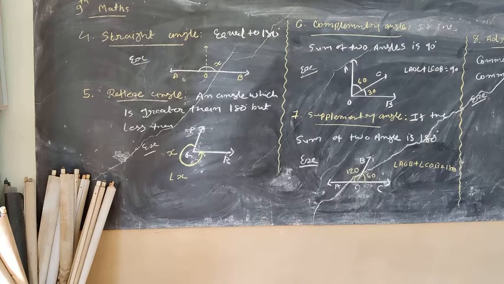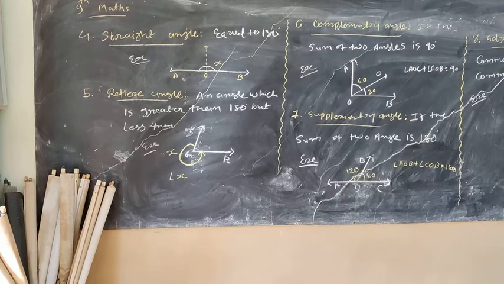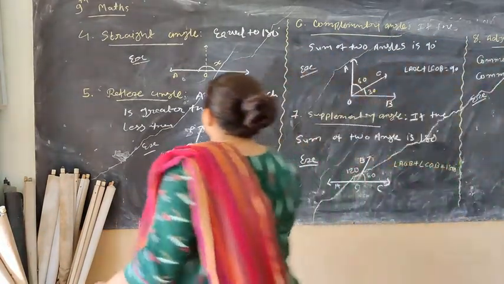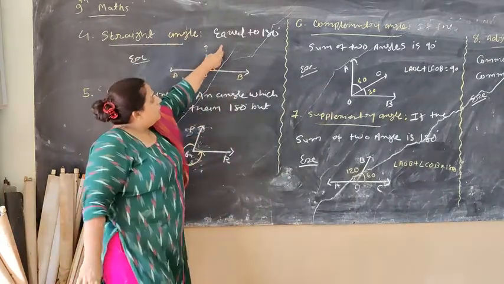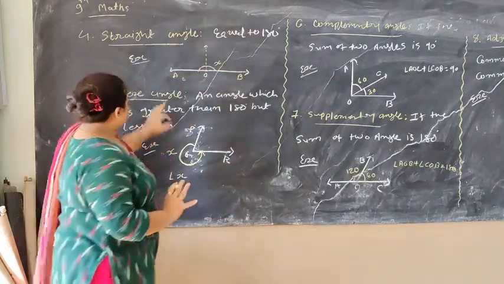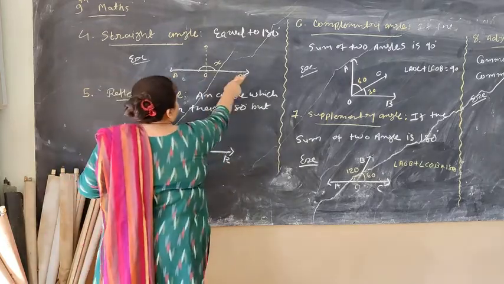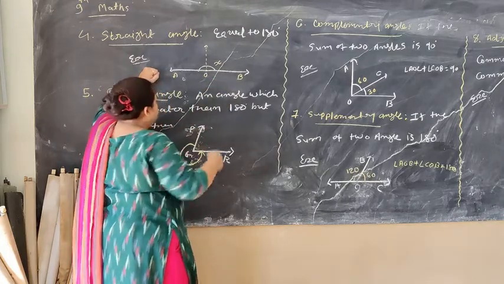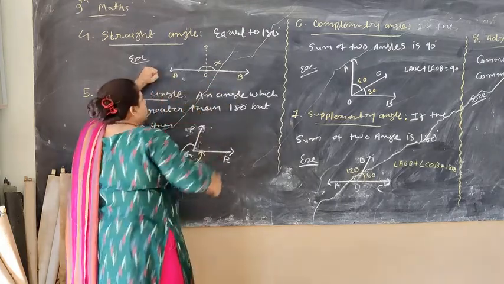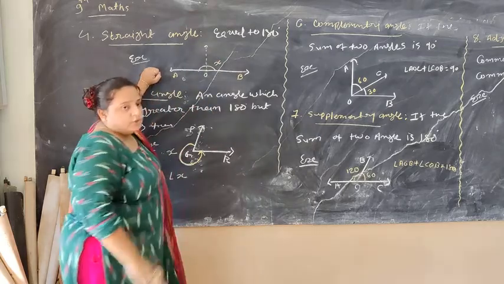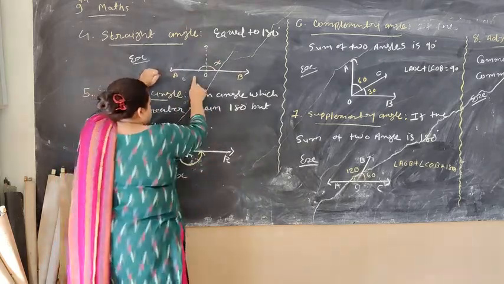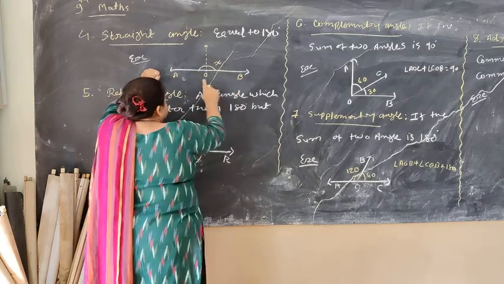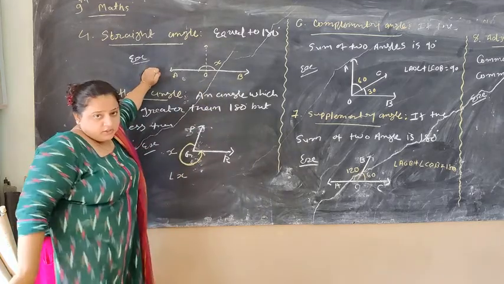Now the next angle is the straight angle. What is a straight angle? Let us see our definition. A straight angle means equal to 180. A straight angle is formed by one ray and another ray. OB is ray 1, OA is ray 1. Here the dotted line means it is a perpendicular. Right? So angle X from OA to OB is known as a straight angle.